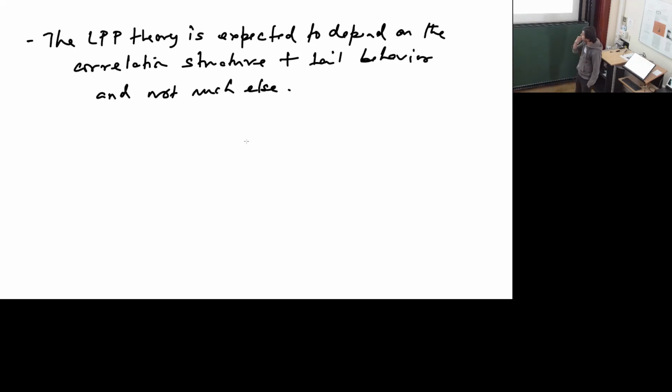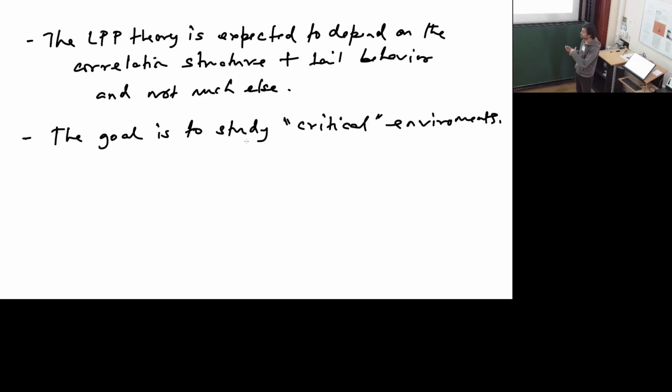The fluctuation theory of this model is expected to be determined mostly by the correlation structure of the underlying disorder and the tail behavior. So it depends on whether it's heavy-tailed or light-tailed, whether the correlation is long-range or short-range, but not much beyond that. The goal, in some sense, will be to study instances where the underlying disorder is in some sense critical, and we'll make precise what this means.